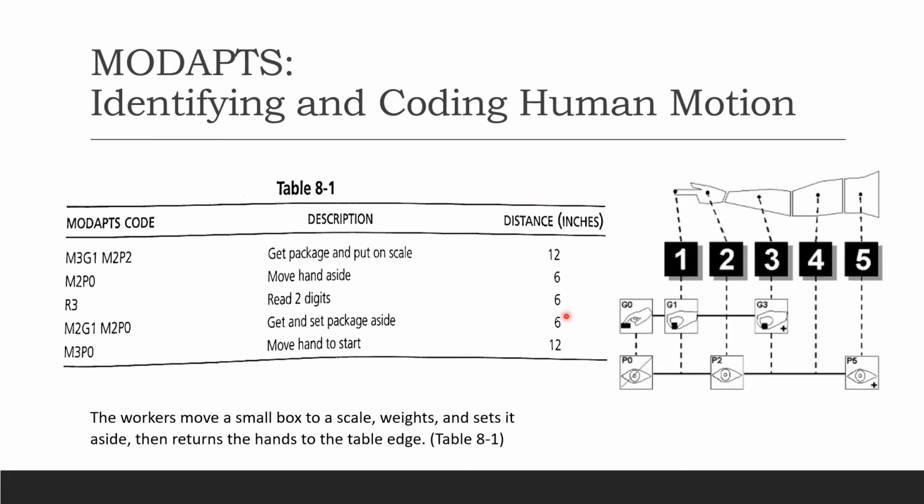With MODAPS, we identify human motion and we also code the human motion. Here you can see 1, 2, 3, 4, 5 parts of your hand: your fingers, then your palm, then your wrist, then the first part of your arm, and then the second, which is connected to your shoulder. Table 1 here tells you the worker moves a small box to a scale, weighs it and sets it aside, and then returns the hand to the table edge. That's how we use the MODAPS code. And this is a description of that, and here's the distance for each motion.